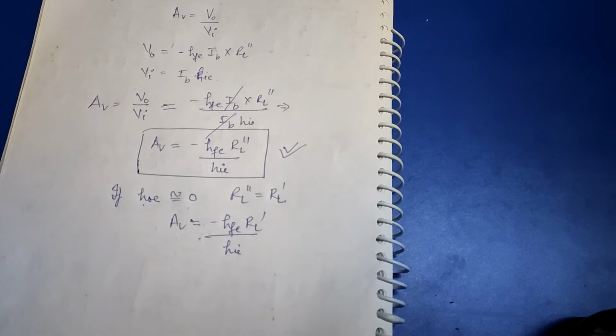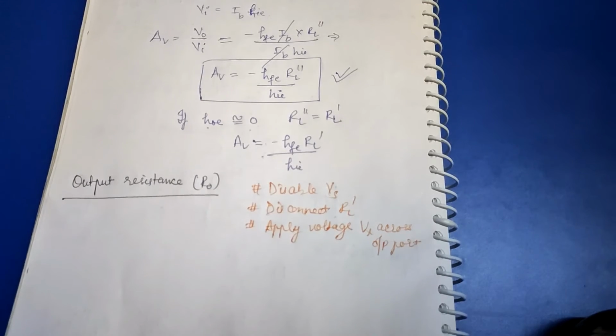Okay, so our last parameter is the output resistance. So guys, in my previous video I have explained each and every step to calculate the output resistance, and here also I have written the steps, which is first of all we have to disable the Vs, and then we have to disconnect the RL dash, which is the load resistance, and at last we have to apply a voltage source Vx at the output port.